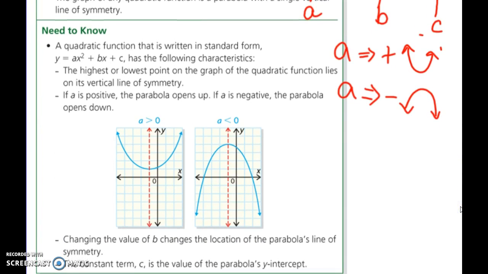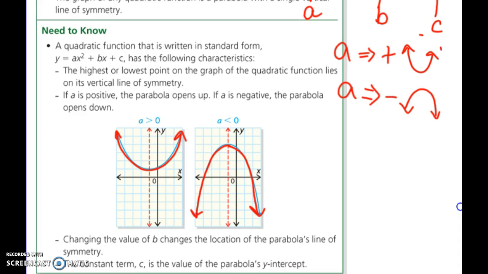So if we look at these parabolas here, this one is when A is greater than 0 because it's making a smiley face. And this one is when A is less than 0, so a negative value, so it's making a frowny face.